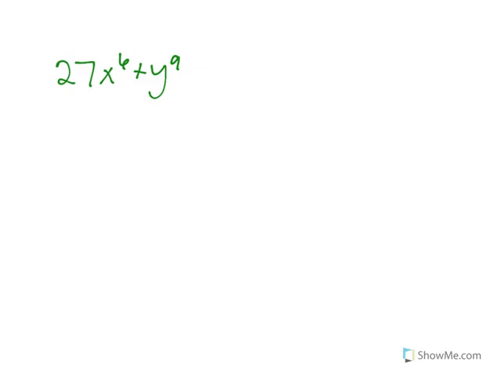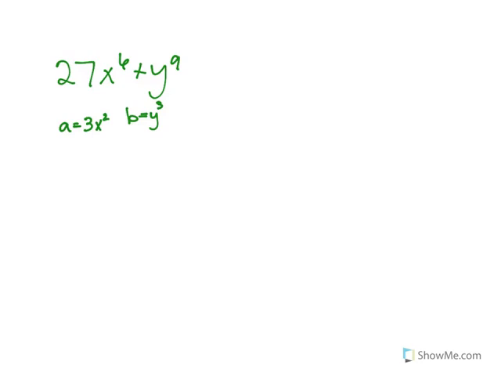Is it difference of squares? No. Is it a difference of cubes? Is it a number cubed that gives you 27? Yes, 3. And x to the 6th can be x squared cubed. Okay. And is y to the 9th cubed? Yes, it is: y to the 3rd and then cubed.